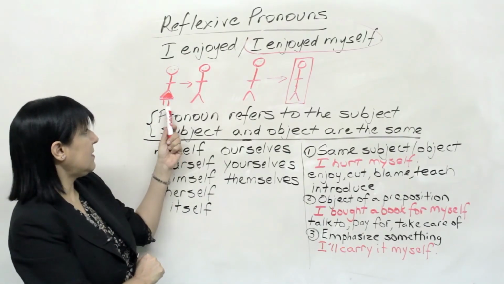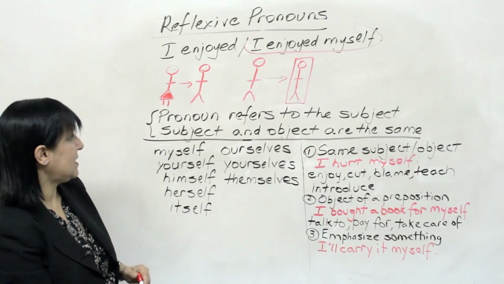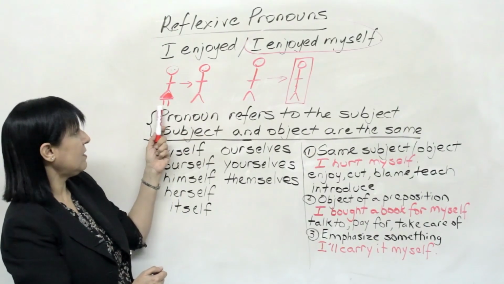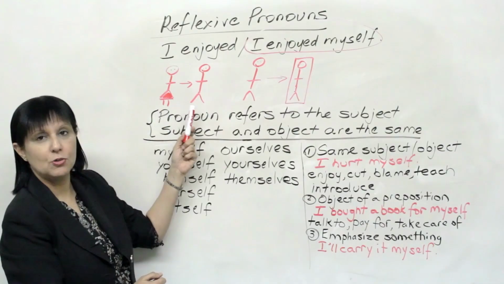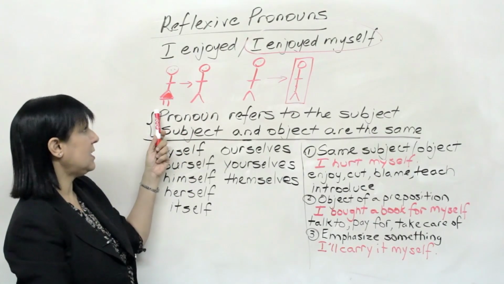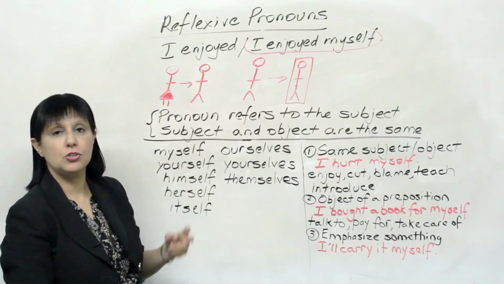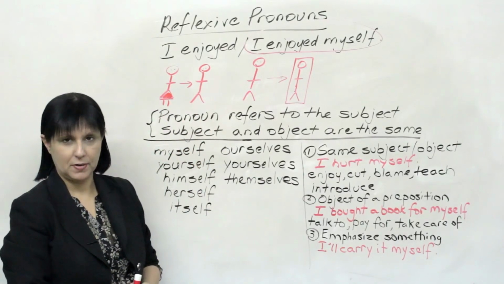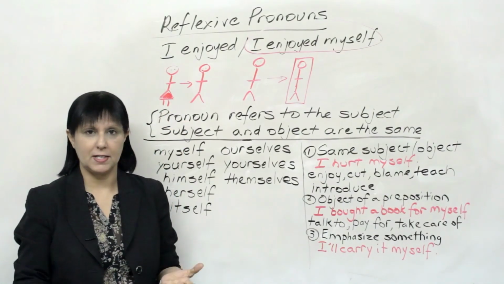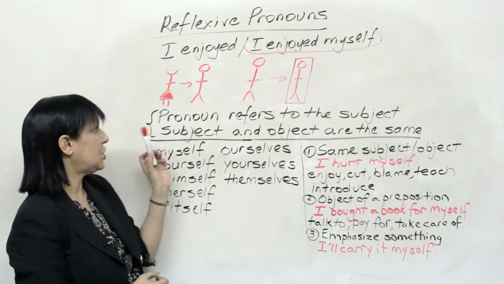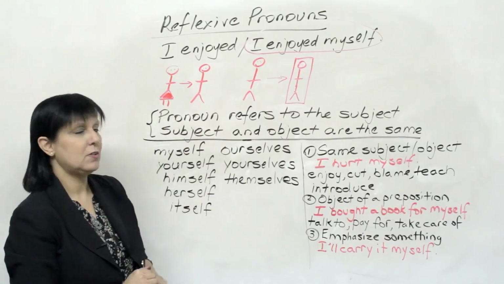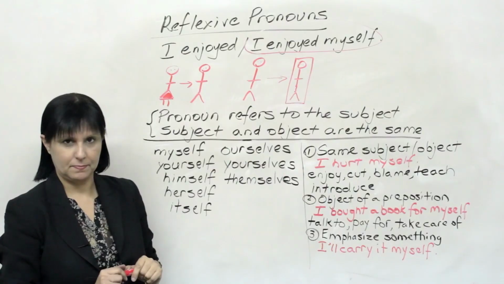Okay? In this diagram, I hope you can see it, there's a woman and this is a man. And I could say, she is looking at him. In this case, she and he are two different people, correct? So there is no need for me to use a reflexive pronoun here. She is looking at him. All right? Different people, no reflexive pronoun.